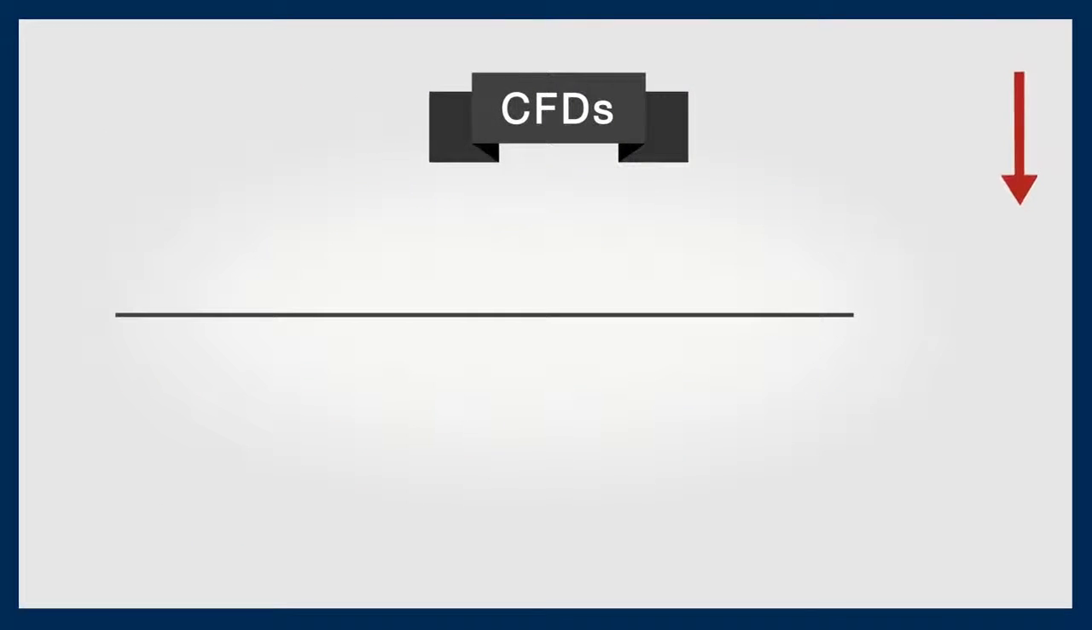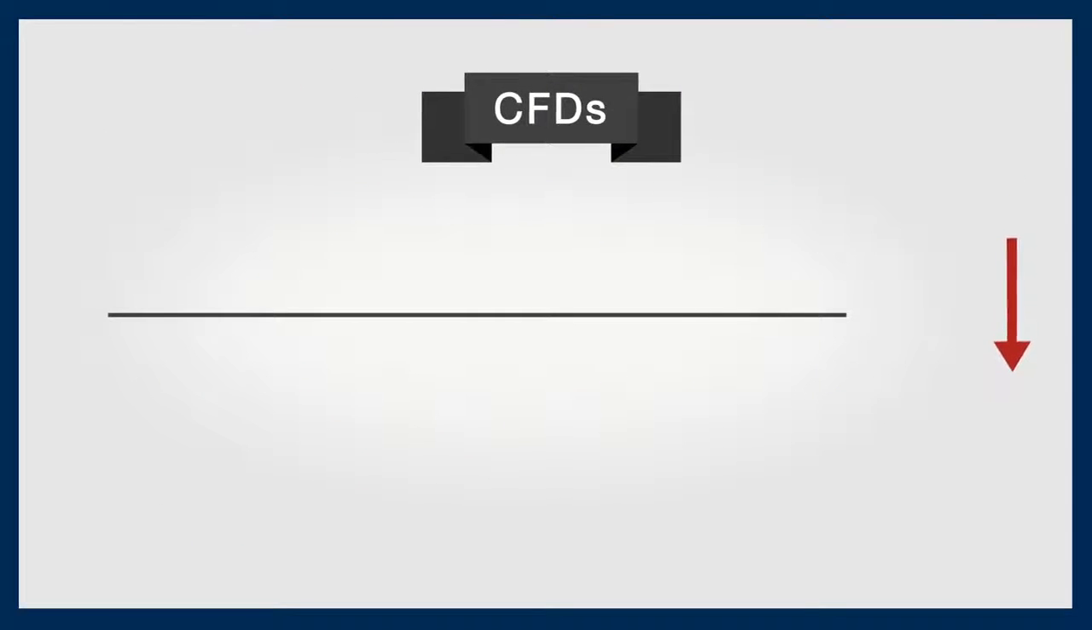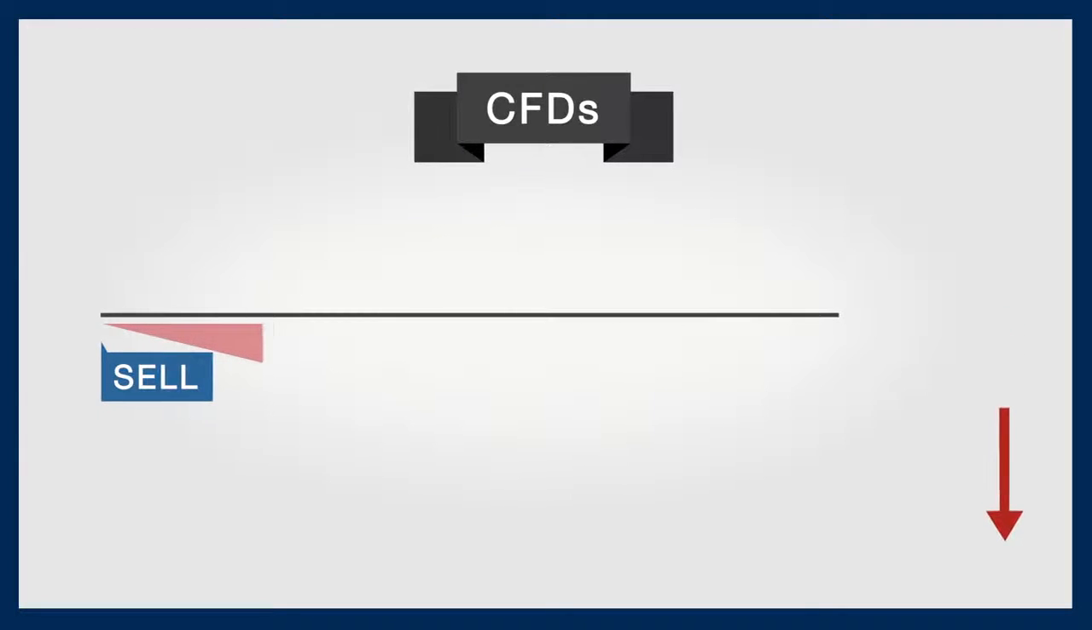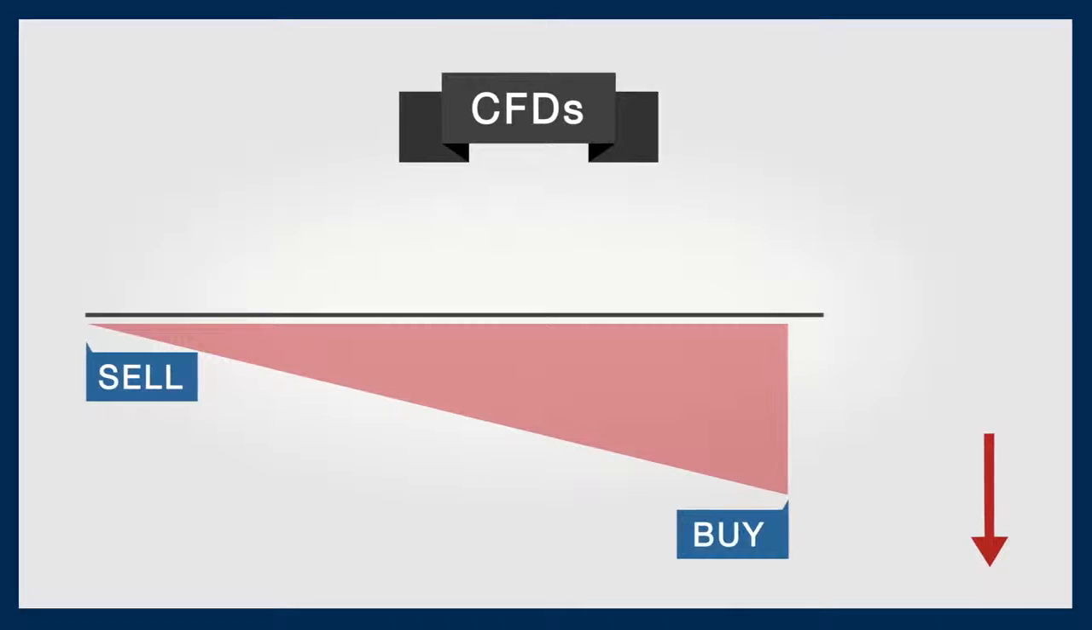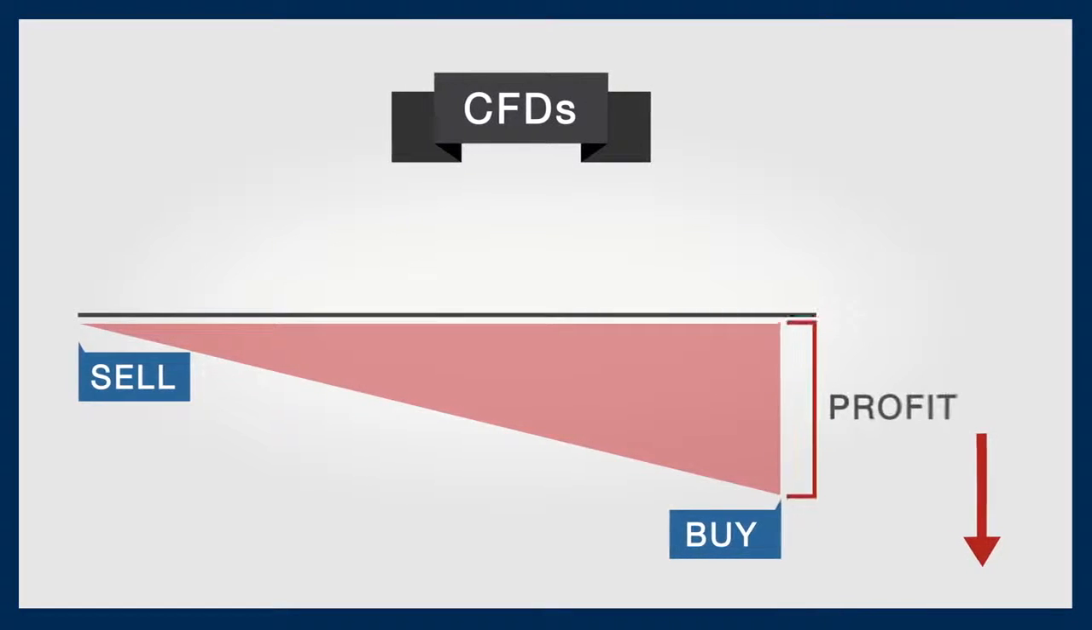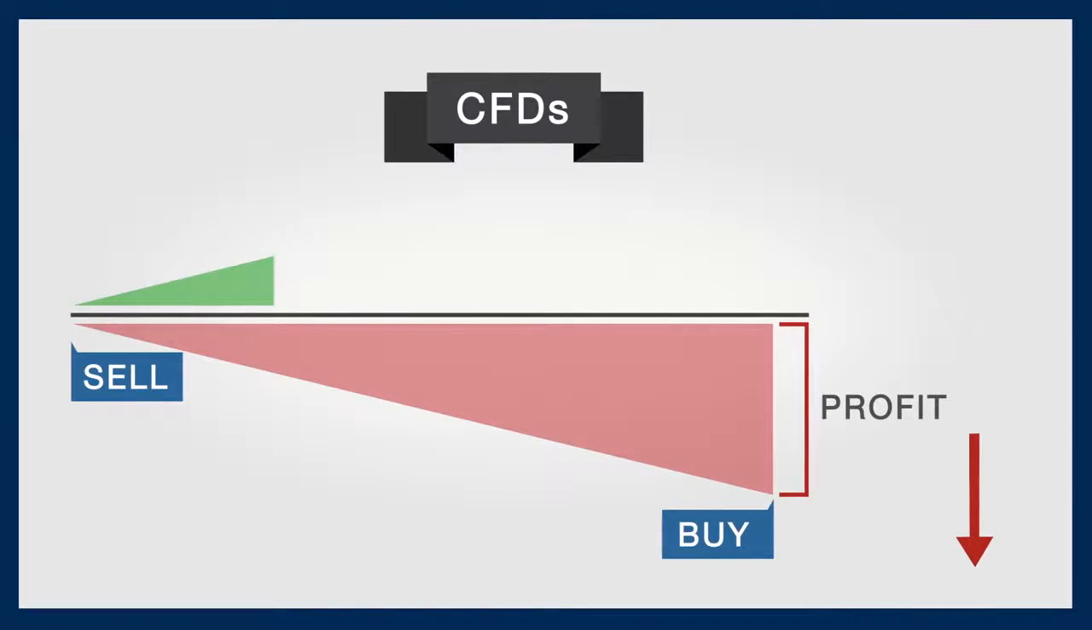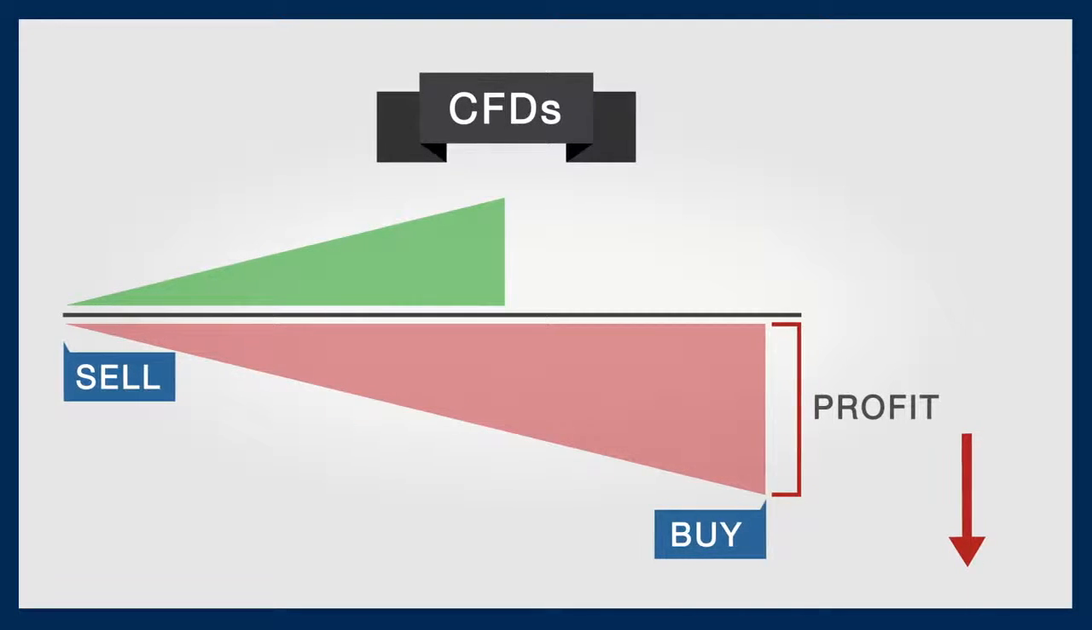Therefore, CFDs allow you to benefit from a falling market. You can sell a CFD on a stock that you believe will fall in price and then aim to buy it back later for less money and make a profit. But remember, if it rises in value, you'll potentially lose money.